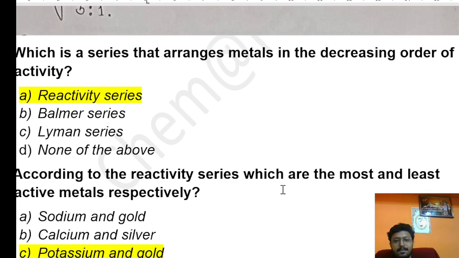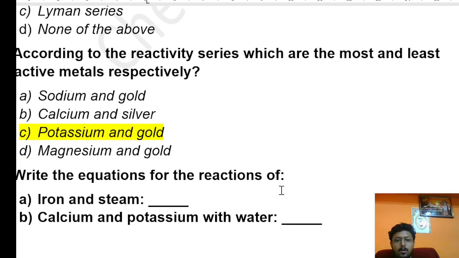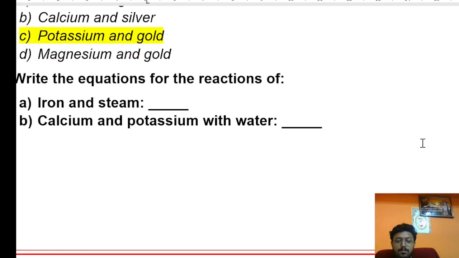Which series arranges metals in the decreasing order of reactivity? It's a very simple answer: the reactivity series. Now move to question number 3. According to the reactivity series, which are the most and least reactive metals respectively? Dear students, the most reactive metal is potassium and the least reactive metal is gold. So the right option is C, potassium and gold. Done.